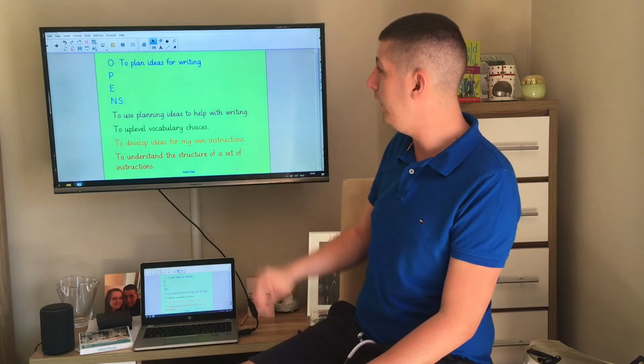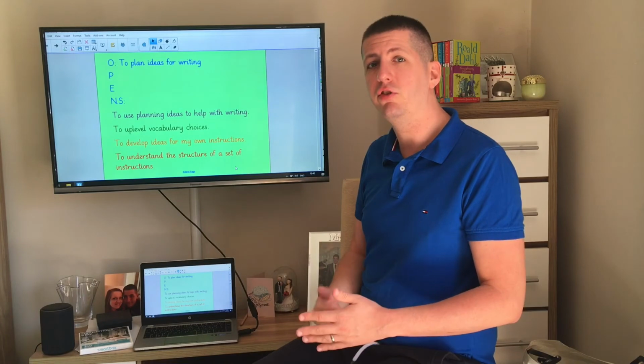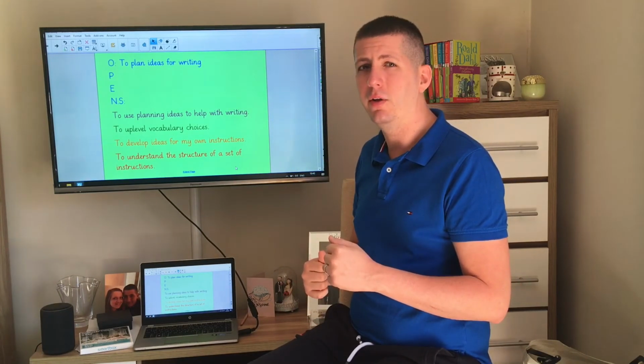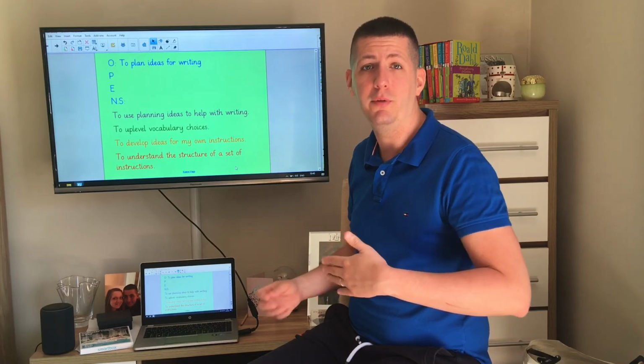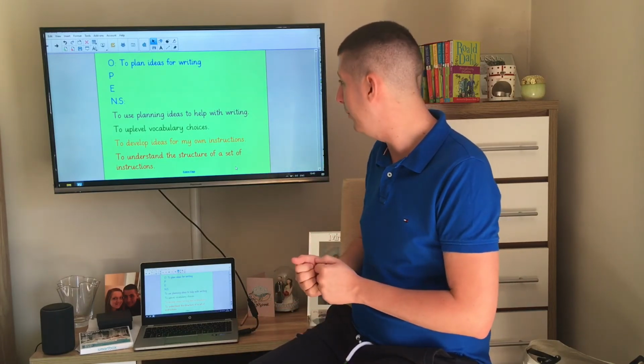So today we are planning our ideas for writing. What's your next step going to be? Do you understand the structure of instructions, the way that they should be set out? If not, maybe have a think about instructions that you've seen before. Maybe you've seen cookery books where there's instructions. Have a think about the way that they should be laid out.